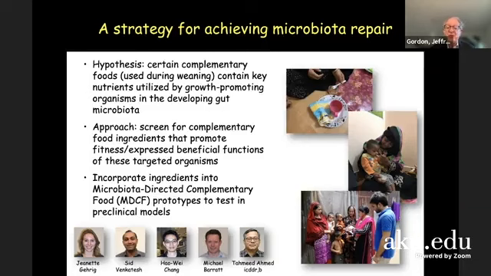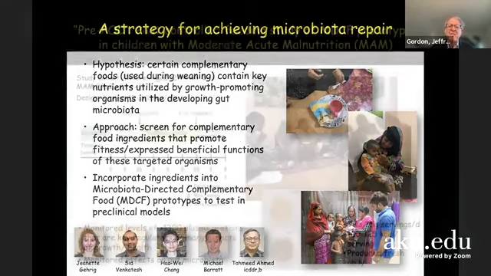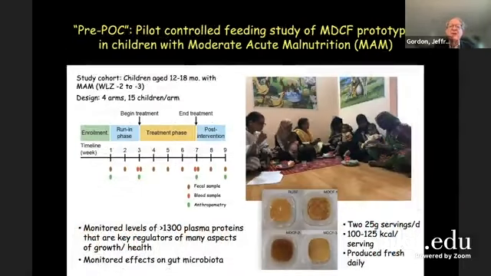These leads emerged and were subjected to an initial pre-proof of concept study involving children living in Mirpur, that urban slum, who had moderate acute malnutrition, MAM, a WLZ score between -2 and -3. These children were 12 to 18 months of age.